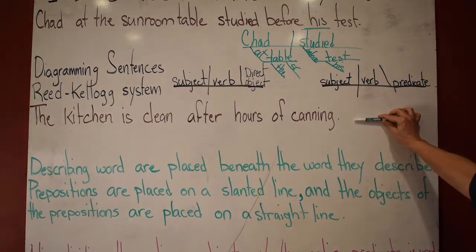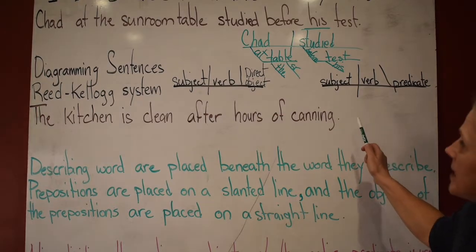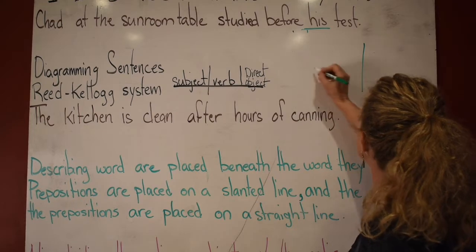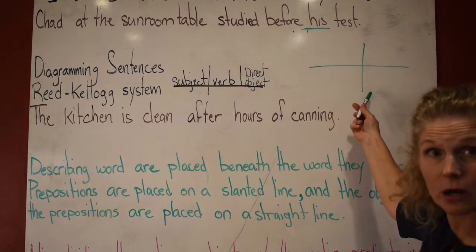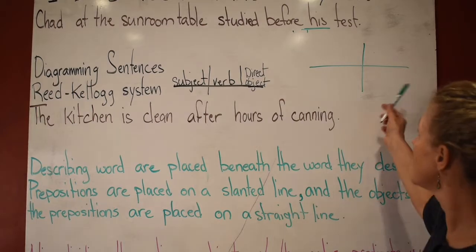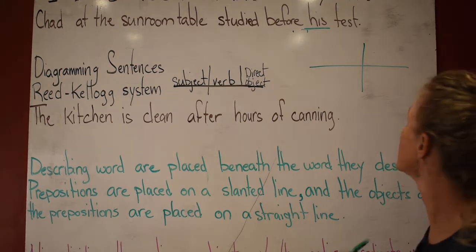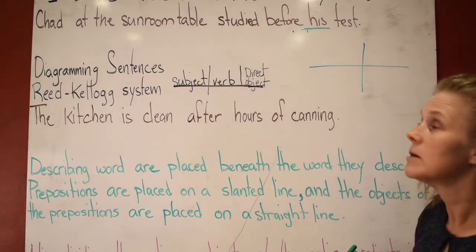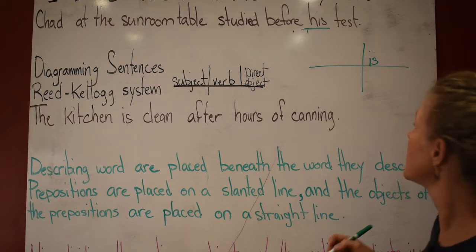Now, here's another sentence that we're going to diagram. The kitchen is clean after hours of canning. All right, what's your verb? I always start like this, but I typically read the sentence first before I start my diagram. And with this one, I can know right off the bat that I can just start it like this. All right, so what is your verb? Is. Clean? You're close. The verb is. Well, what is? The kitchen.